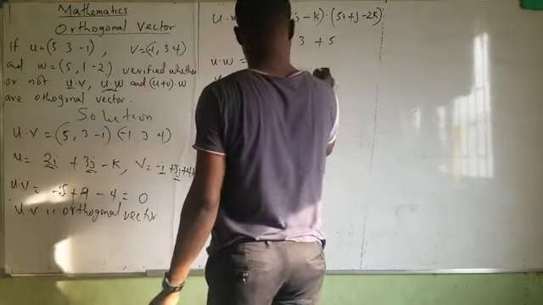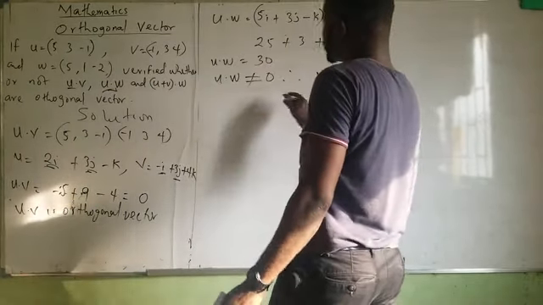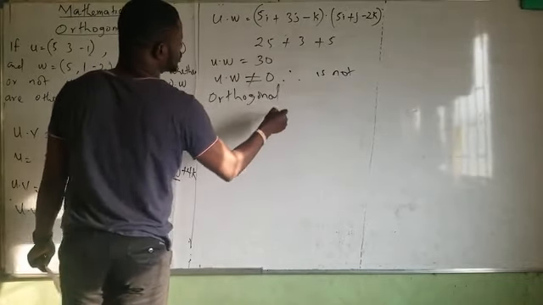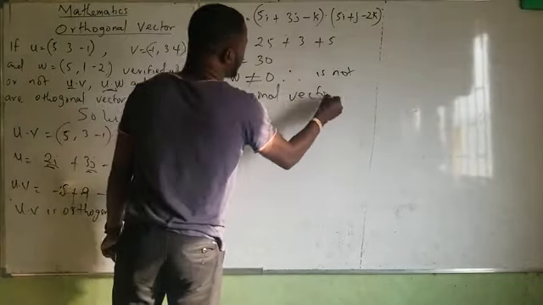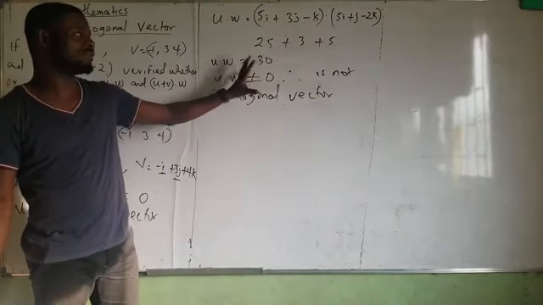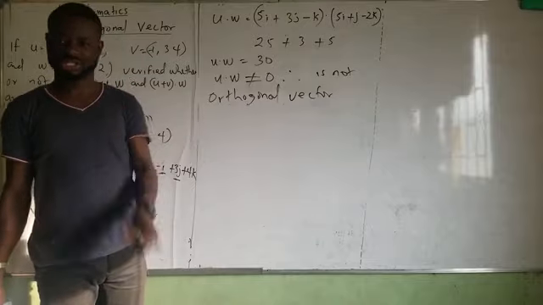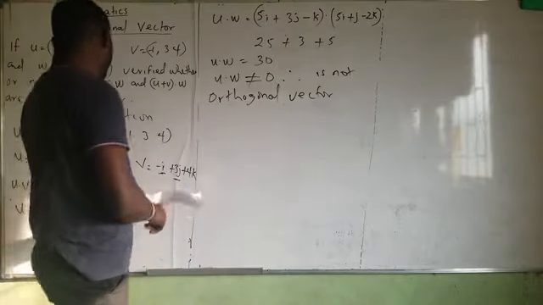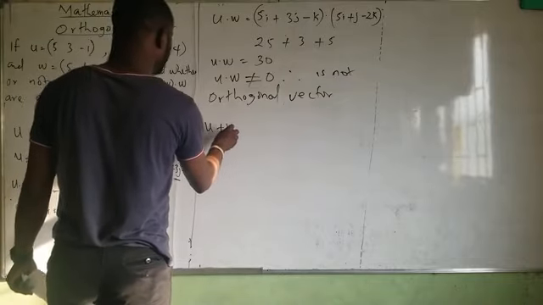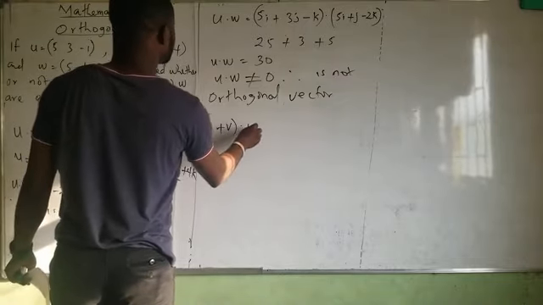Therefore, it is not orthogonal vector. It can only be orthogonal if and only if their dot equals 0. Now look at the last part, which is going to be U plus V, bracket, dot W.